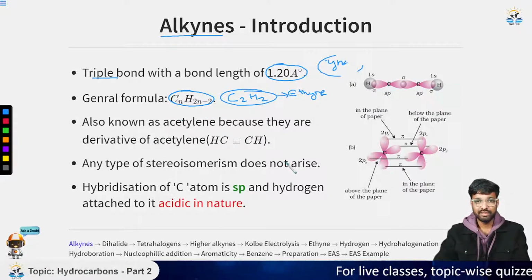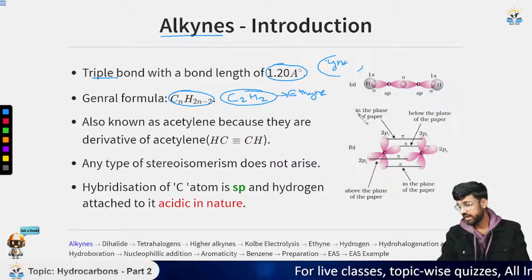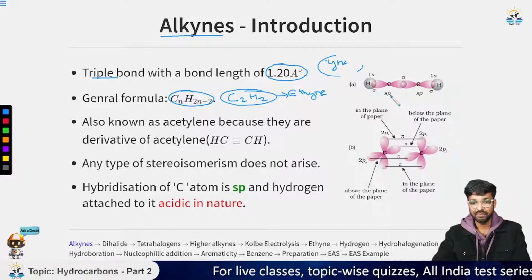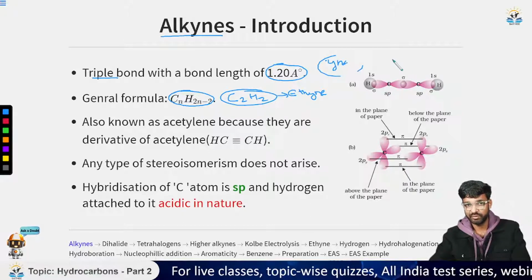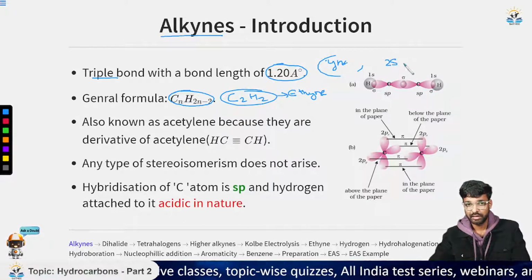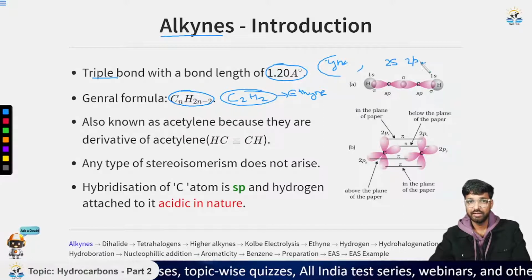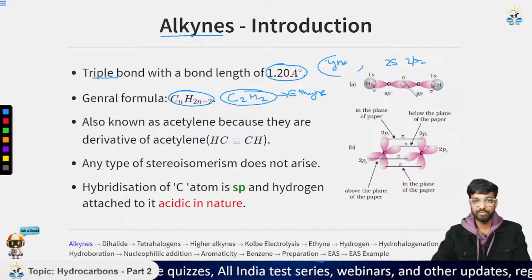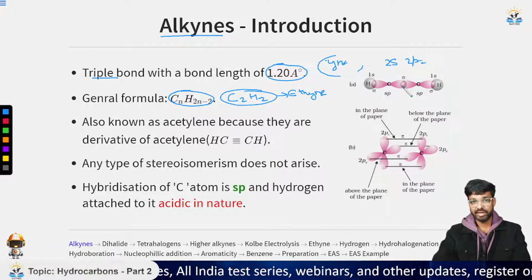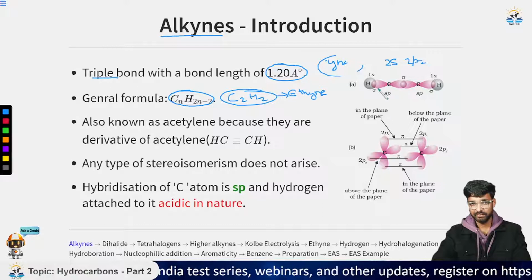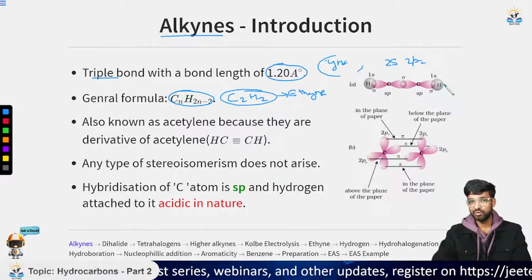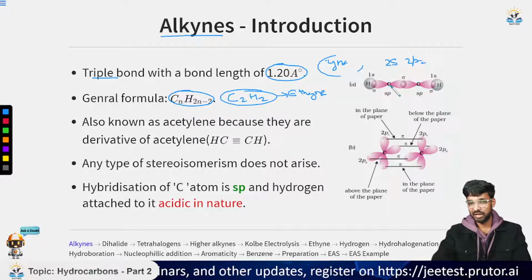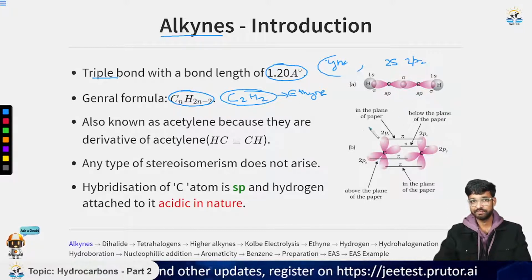Now moving on to the hybridization part. This carbon is sp hybridized, in which one s orbital and one p orbital, that is the valence s and valence p orbital, which will be 2s and 2pz if we are taking the orientation along the z direction. So 2s and 2pz will hybridize to form sp hybridized orbitals, which have a dumbbell-like shape. Now two hydrogens will come and form sigma bonds with these carbons, and the carbons will also form a sigma bond with each other.